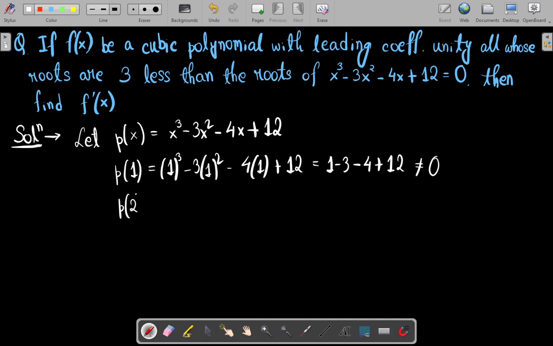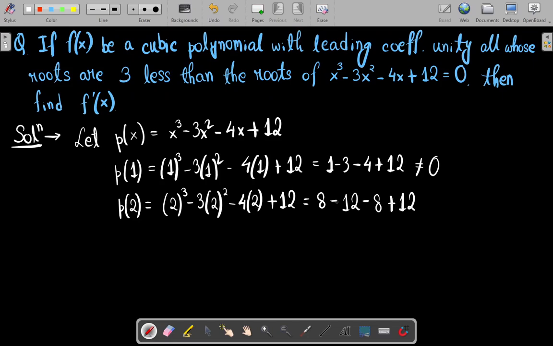Now let me check for 2. I'll check for a few values. If none of these roots are coming out, I'll look for something else. But let me try this one. 2 cube minus 3 times 2 square minus 4 times 2 plus 12. So 2 cube is 8 and 3 times 4 is 12, and then 4 times 2 is again 8, plus 12. So 8 and 8 and 12 and 12. So this is 0. Therefore 2 is a root of this cubic equation.